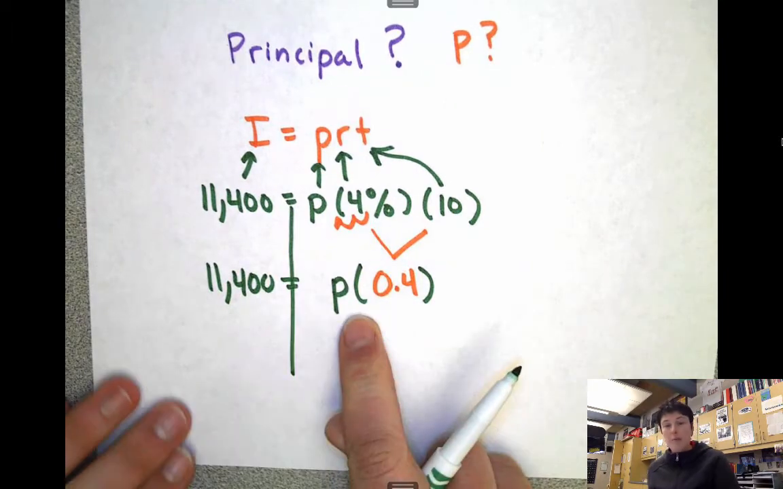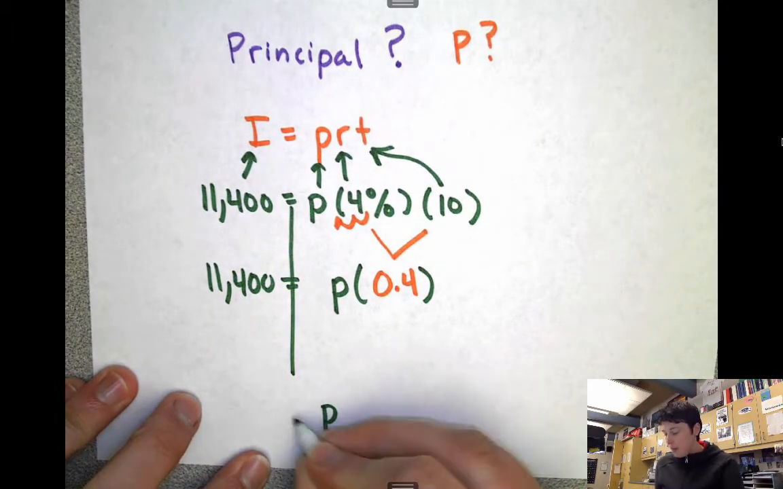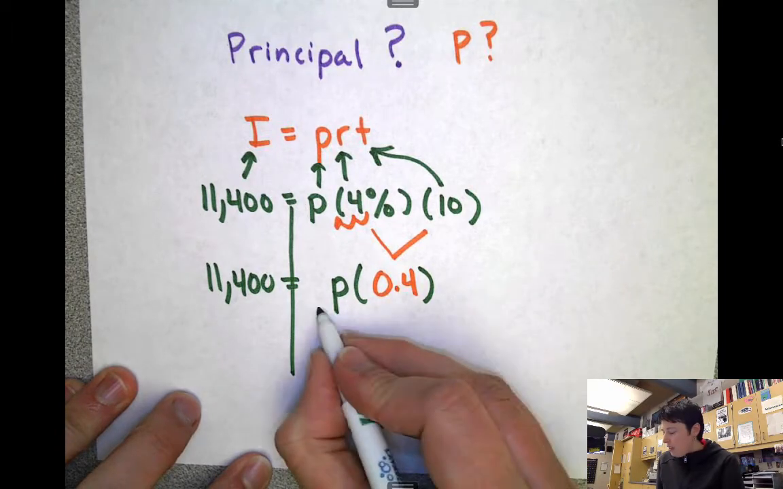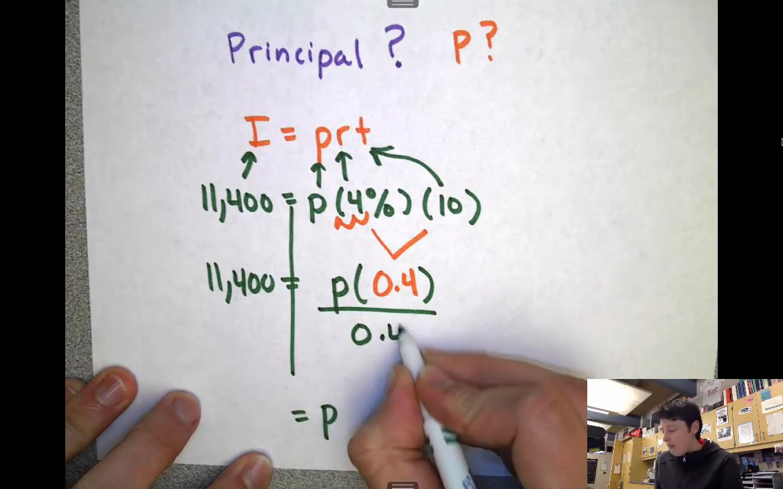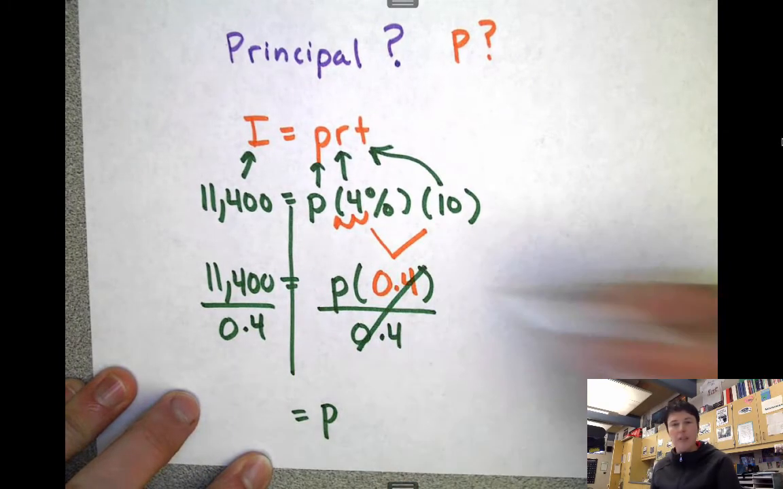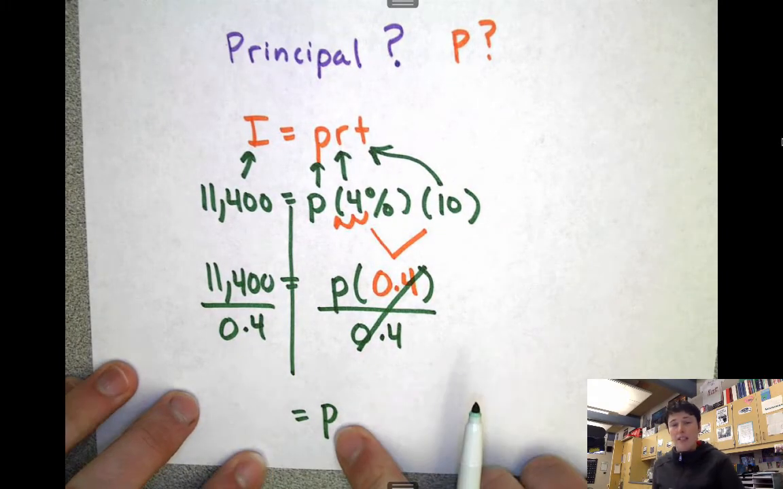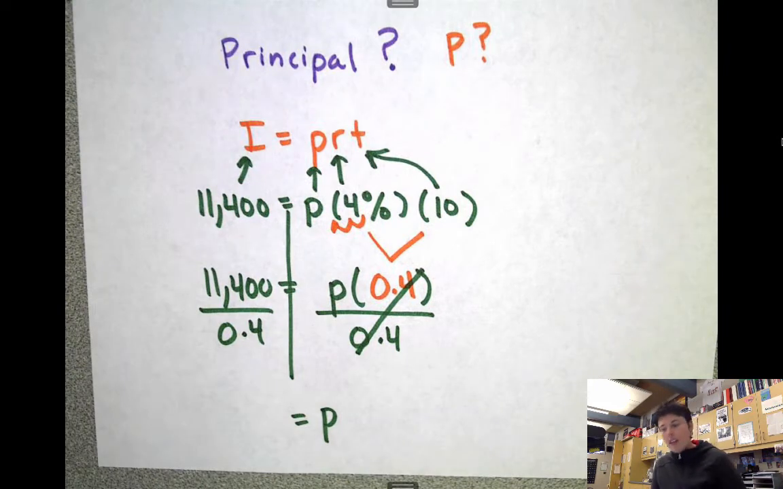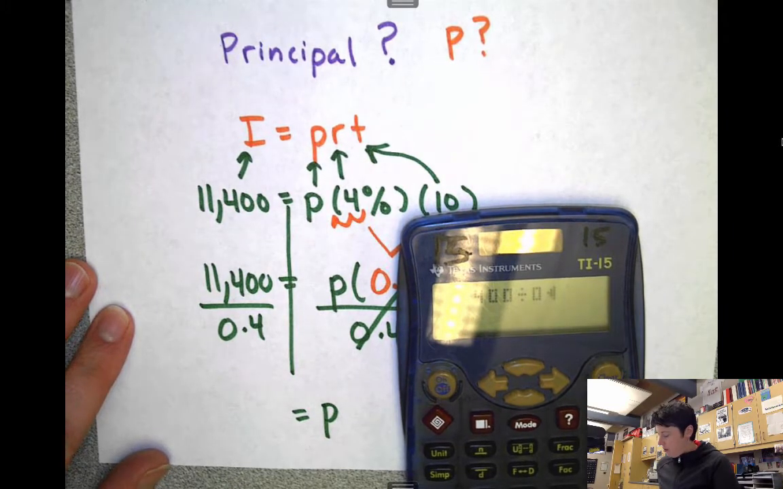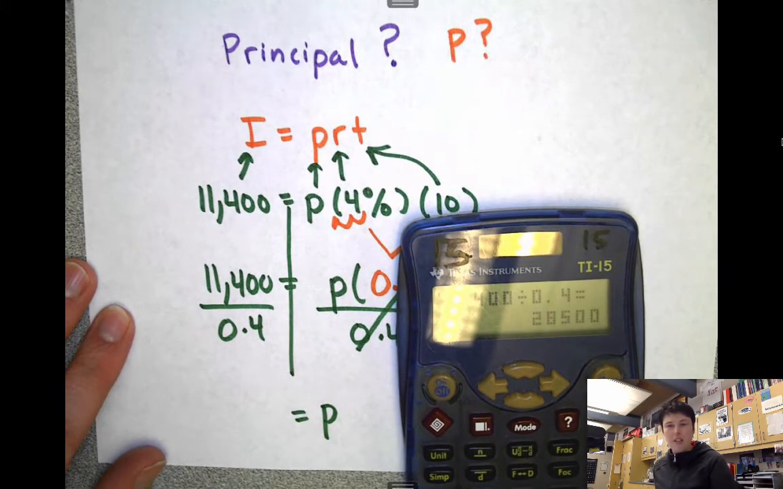So if I want to get P by itself, I want to know what's the principal equal. That's what I'm trying to figure out. So undo this. If it's multiplication, let's divide it away. Divide by 0.4, divide by 0.4. That'll get rid of this piece that we don't want, and we'll have P all by itself. What is $11,400? Let's see, $11,400 divided by 0.4. Check that out.